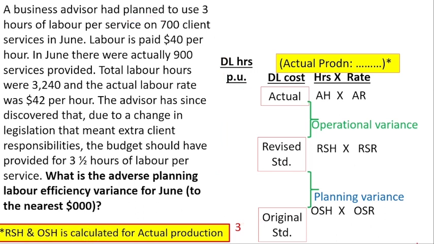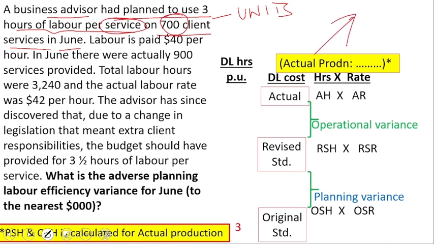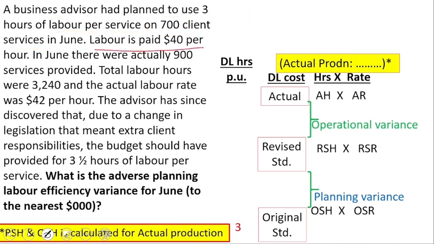So reading that sentence once again, a business advisor had planned to use 3 hours of labor per service. Per service means per unit also we can say, on 700 client services or 700 units in June. Now this 700 units is just the budgeted production. But we don't need the budgeted production. What we need here is the actual production. So completely ignore 700 units. Labor is paid $40 per hour. So this is the standard labor rate. So that will come here under the original standard rate.